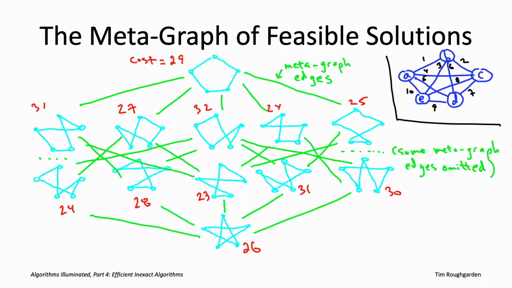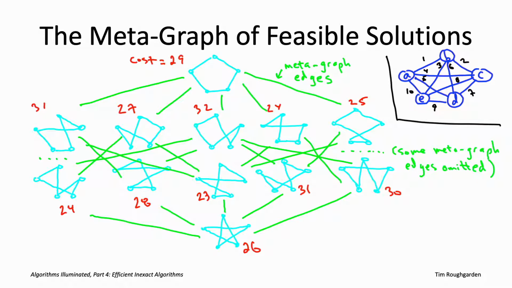The vertices of the metagraph correspond to tours of the TSP instance, and two tours are adjacent in the metagraph if and only if they differ in only two edges. Why am I torturing you with this metagraph? Well, we can actually visualize the two-opt heuristic really, really nicely in terms of this metagraph.